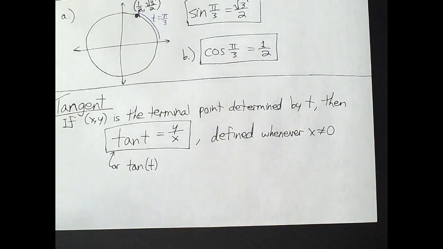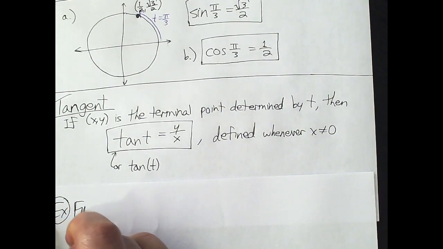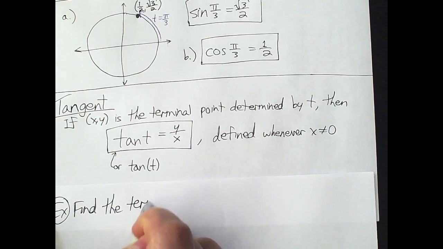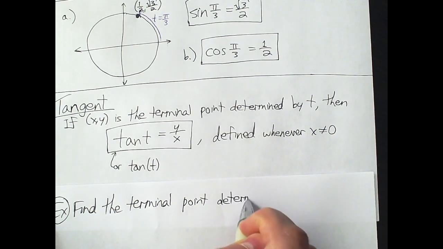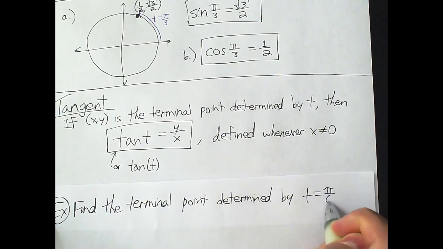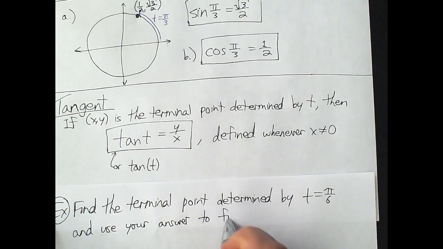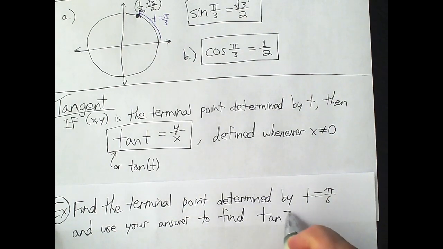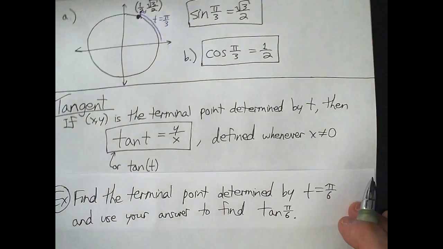Let's do a problem. All right, example. Find the terminal point determined by t equals pi over 6, and use your answer to find tangent of pi over 6. I'd like you to try this one without a calculator, and probably you want to pause the video and take a couple of minutes and work on this one.